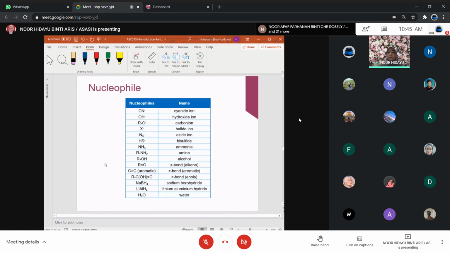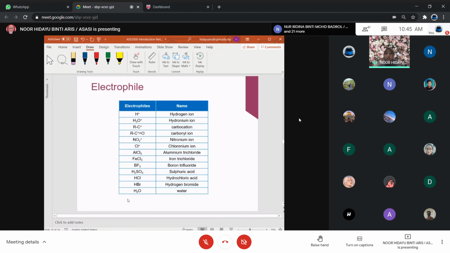Okay. So these are the examples of nucleophile, normally negatively charged ion. Kalau diperhatikan kat sini kita ada water dekat side nucleophile. But then kita still ada water dekat side electrophile. Kenapa dia boleh jadi electrophile? Kenapa dia jadi nucleophile? Apa function water tu?